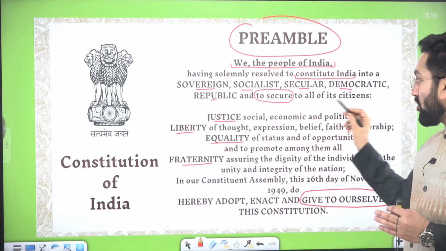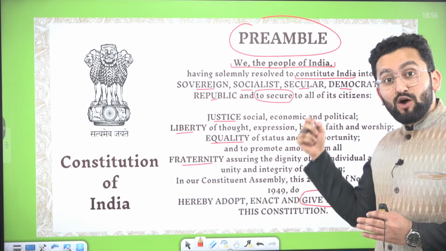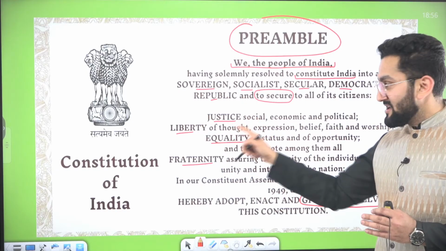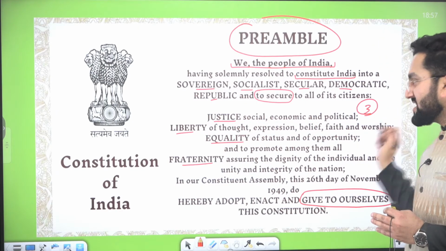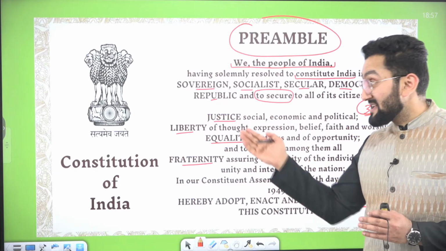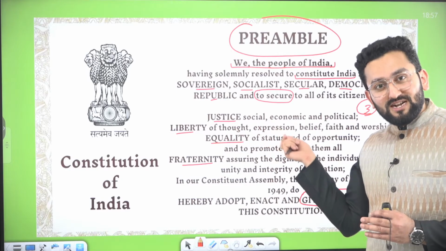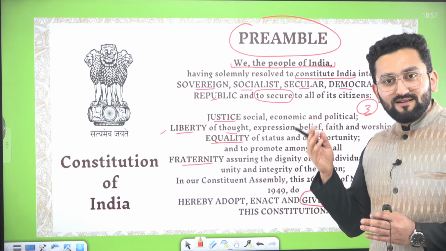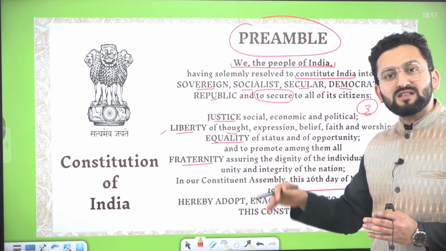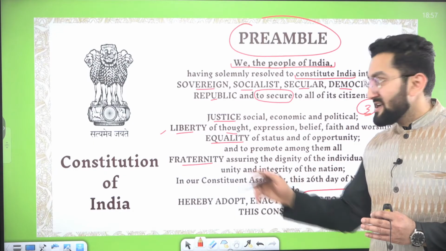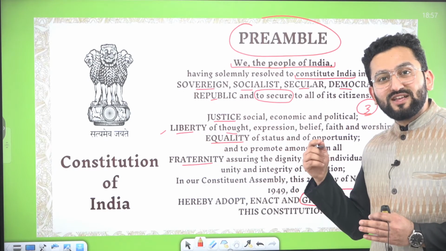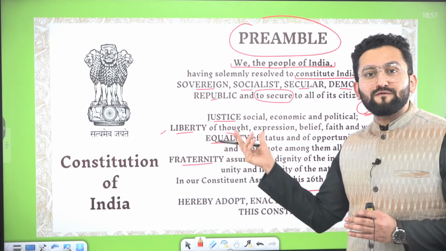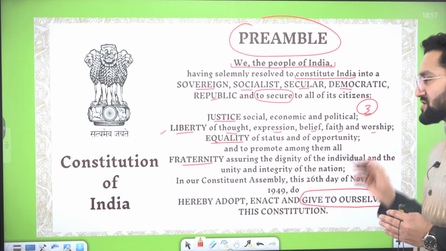Now, to secure to all its citizens, it means now we are talking about the objective of India, right? The objective is justice: social, economic, political. It means three types of justice we need to ensure. UPSC has asked questions on these objectives. Liberty. Liberty of what? Liberty of thought. You can think without restriction, although there are some reasonable restrictions in place if your liberty of expression is actually a threat to India's integrity and security. That we are going to talk about later, but the point is liberty of thought, expression, belief, faith, worship.